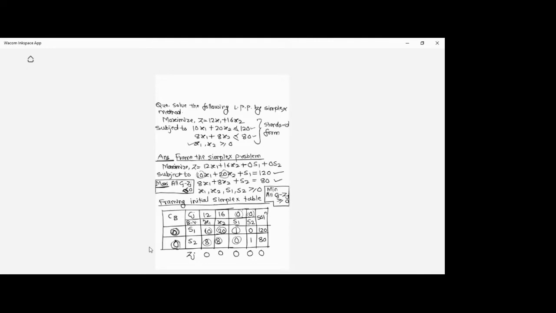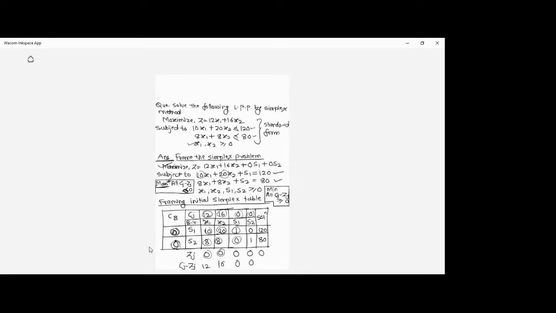So which is this problem? This is a maximization problem. So we are going to follow the condition which says that all cj minus zj values should be less than or equal to 0. If so, the solution obtained is optimal. So we find the cj minus zj values. What is cj? It is 12. 12 minus 0 is equal to 12. 16 minus 0 is equal to 16. 0 minus 0 is equal to 0, and 0 minus 0 is equal to 0.